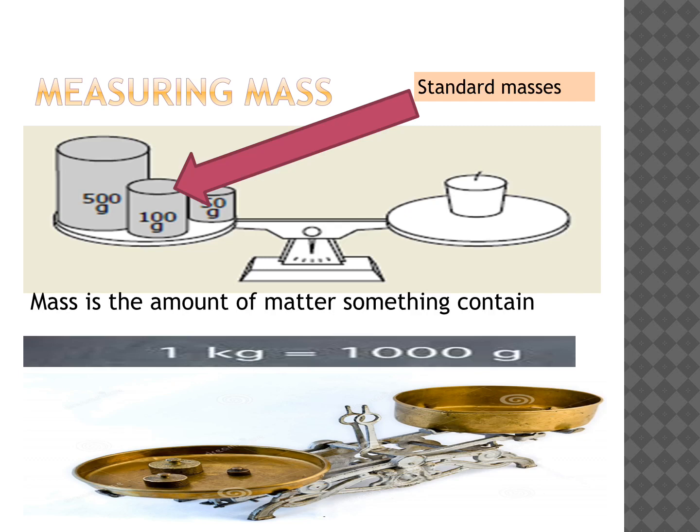Then you add or remove standard masses until the two pans balance. The total of the standard masses equals the mass of the object. It should equal the mass of the object.